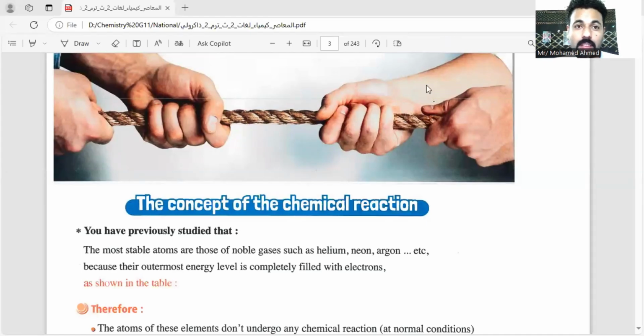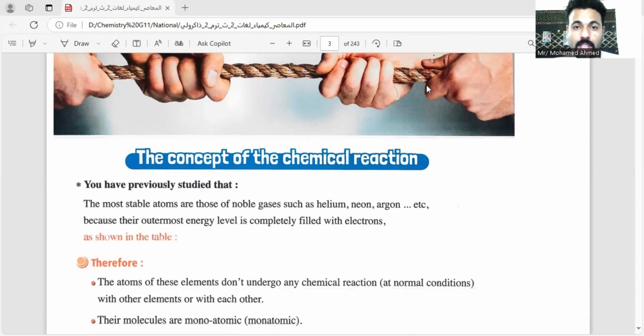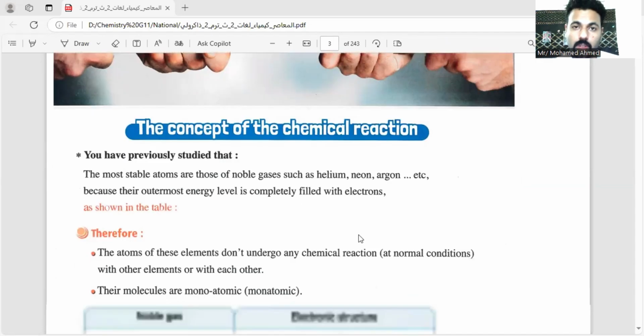Today, we're going to explain the concept of chemical reaction and Lewis electron dot symbols. Let's start first with the chemical reaction. You already know it, and we're going to revise it briefly. The chemical reaction is breaking down bonds between the reactants molecules and formation of new bonds between products molecules.